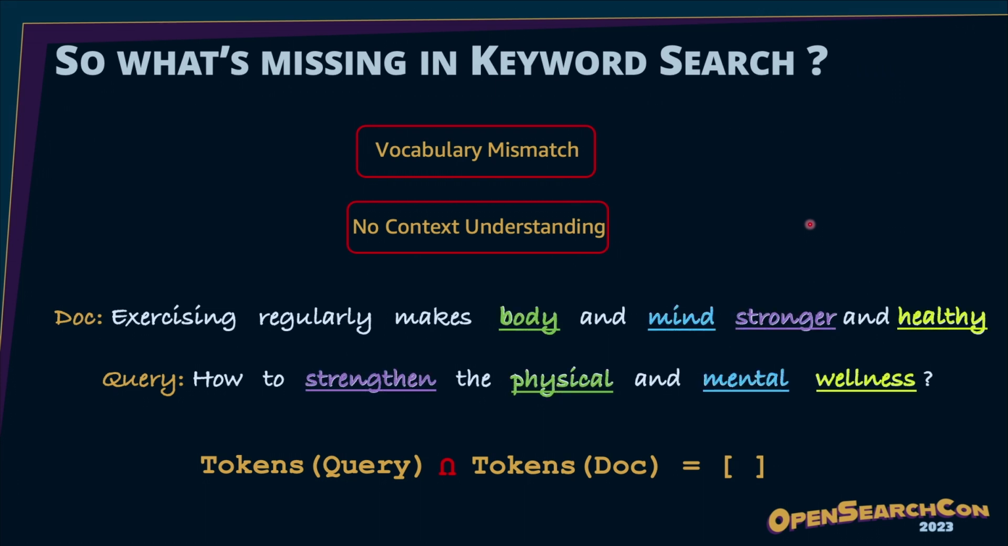But actually, we have good similarity between the document and the query, right? We have the document as body and the query has physical mapping to mental, stronger to strengthen, healthy to wellness. So we have good similarity basically, but because of this vocabulary mismatch, meaning there is no exact matching between the vocabulary and the incoming query, and the non-contextual understanding, keyword search is not able to provide this document as a response, which is the actual relevant response. Let's see how we can fix this.